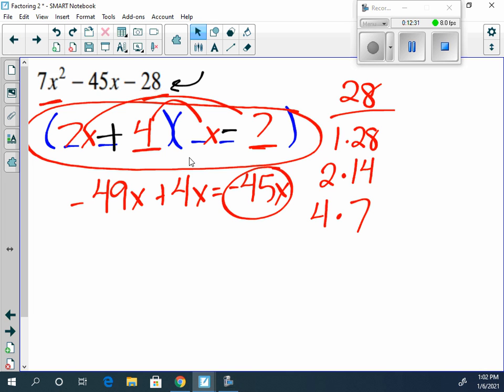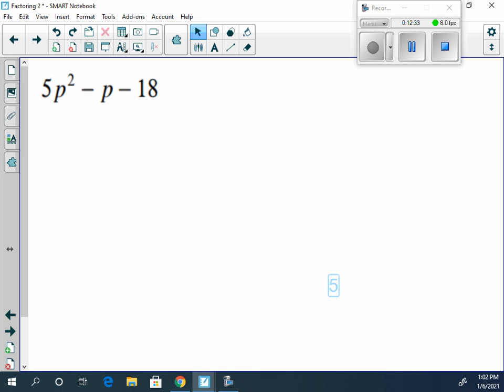We're ready for the next one. I'm going to skip over this one, and I want to look at this one here, because we've looked at several of them so far. None of them have had a greatest common factor.